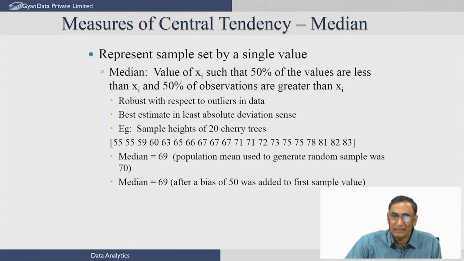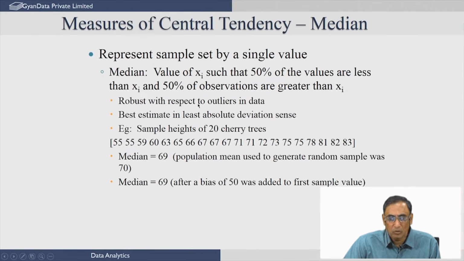Suppose we add a bias in the first data point as before and make this 105, and then reorder the data and find out again the median. We find that the median has not changed. So, the presence of an outlier in this particular case has not affected the median at all, and that is why we call this a robust measure even if there is a bad data point in your samples.